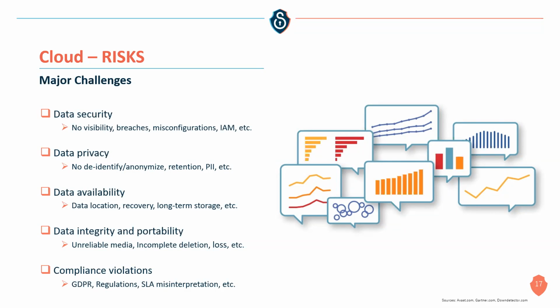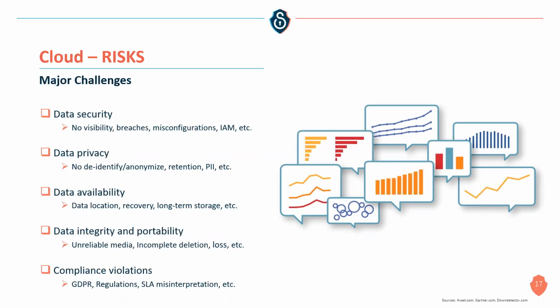Data security, as I mentioned, is one of the main things, and one of the key risks happens because you don't have visibility into how the cloud service provider is providing the security or is maintaining their security. So we often see a lot of breaches, misconfigurations, or authentication and authorization being compromised. So data security is one of the key challenges in our approach to security and privacy in the cloud.